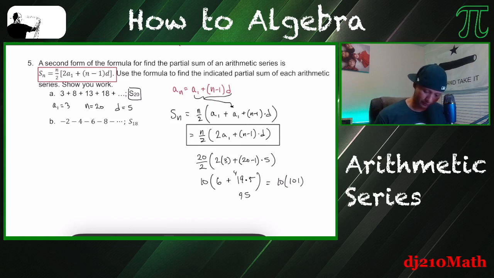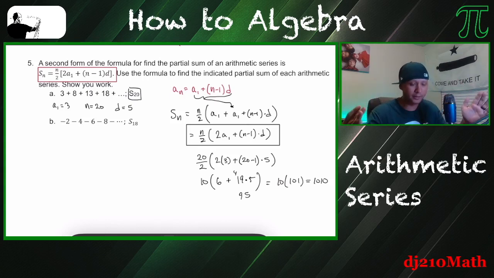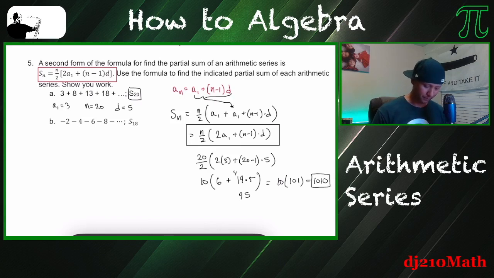And then 10 times 101 would be 1010. So you have an arithmetic series, 3 plus 8 plus 13 plus 18 plus ... If the pattern continues, if you take the first 20 terms and add them all up, you get 1010. That's kind of cool.